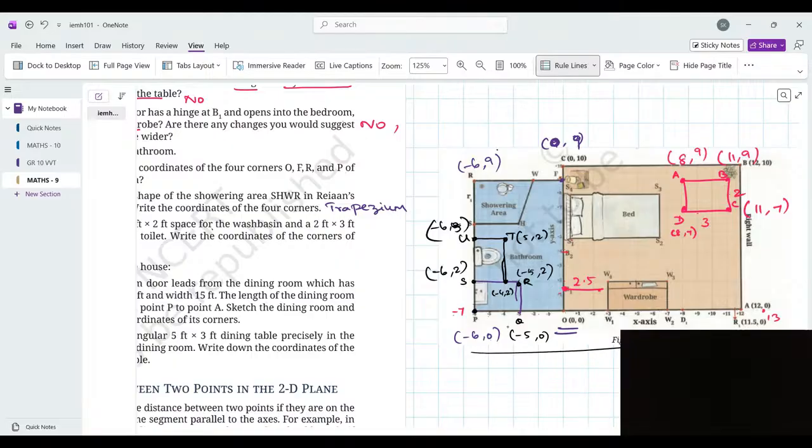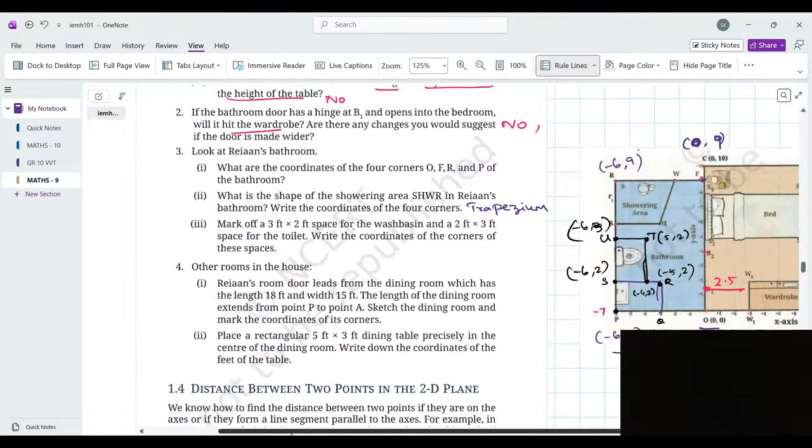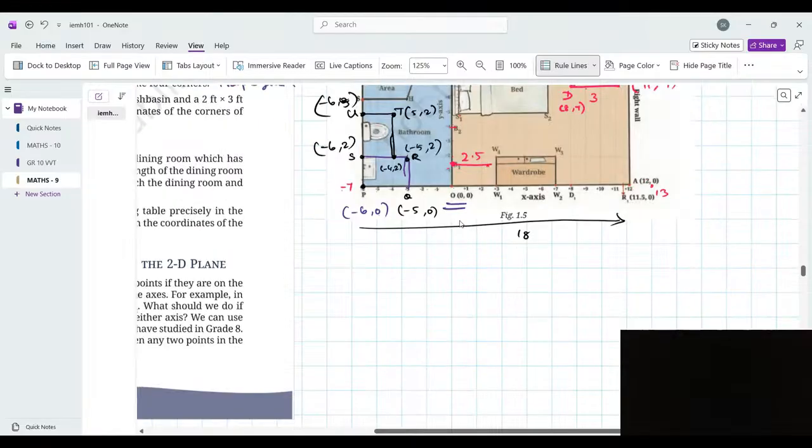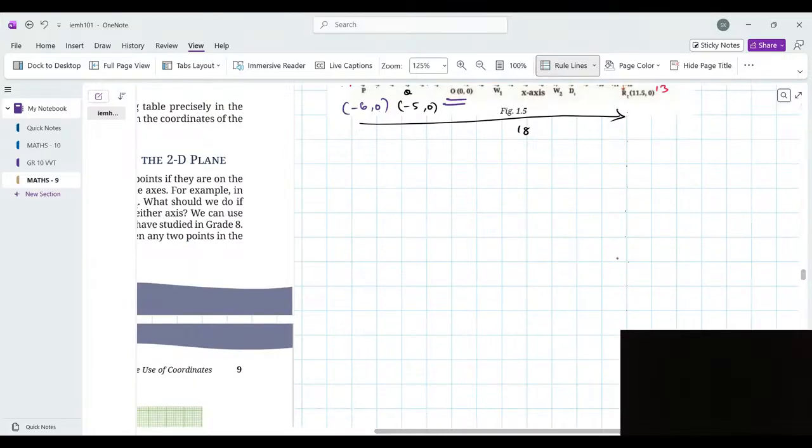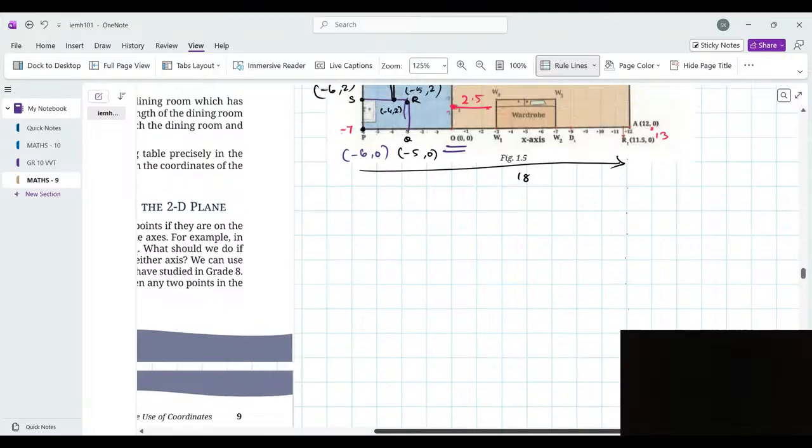Length is 18 and the width is going to be 15. So from here, let me mark 1, 2, 3, 4, 5, 6, 7, 8, 9, 10, 11, 12, 13, 14, 15. So this is the extension.